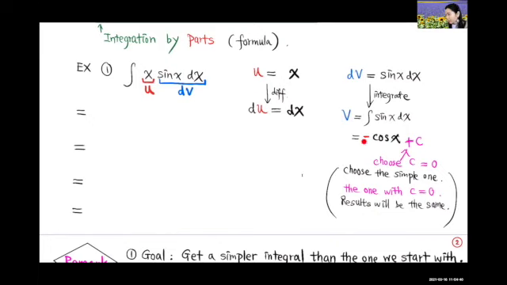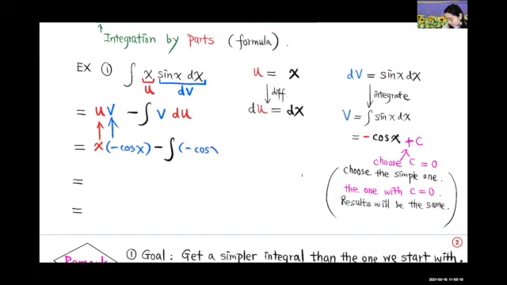So v is equal to negative cosine x. Now the integration by parts formula one more time: uv minus the integral of v du. Over here, u is equal to x. v is negative cosine x. And du is dx.